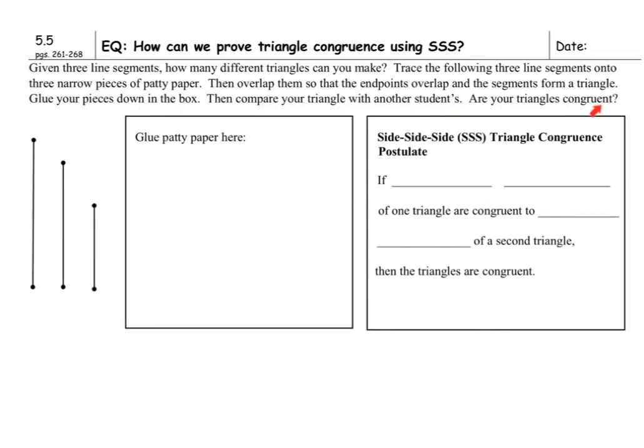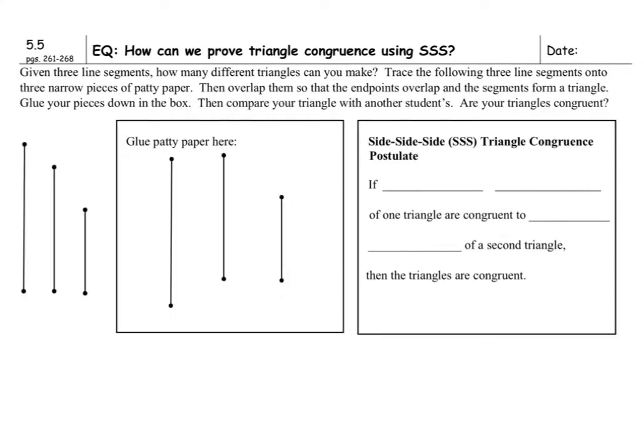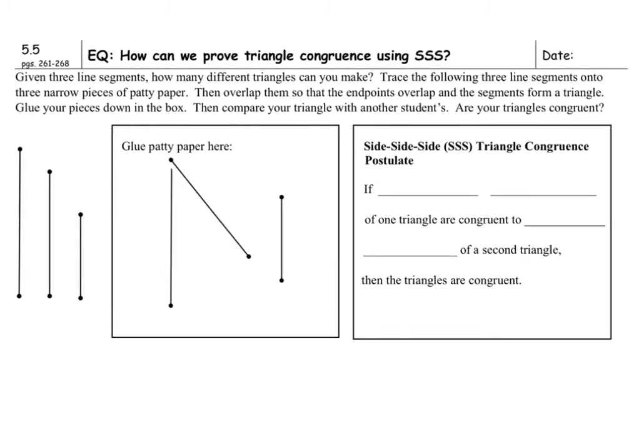Are your triangles congruent? So what I want you to do is trace these three segments on three different sheets of paper and then put the endpoints together to form a triangle and then glue it down here or trace it here. So I'm going to do my best to take these pieces and rotate them in order to make a triangle. So just put your end pieces together as best you can to make a triangle.